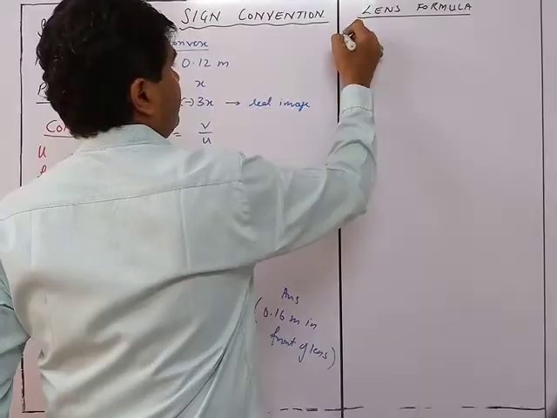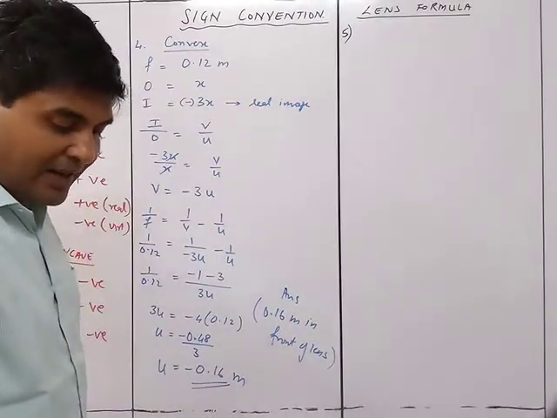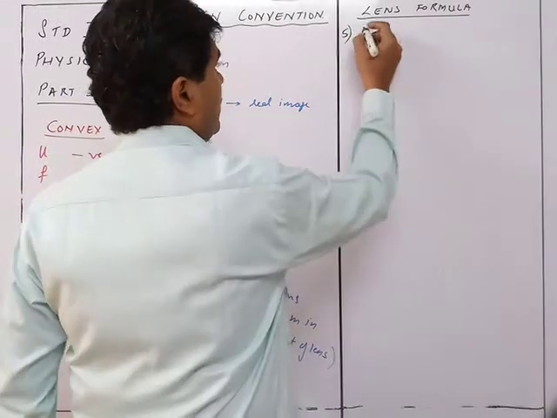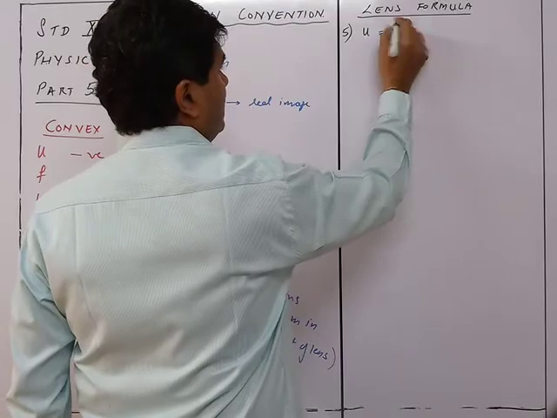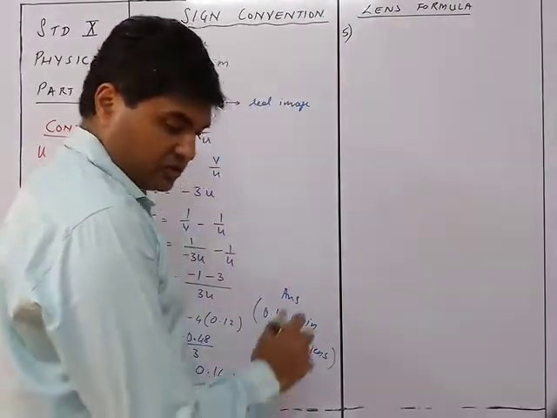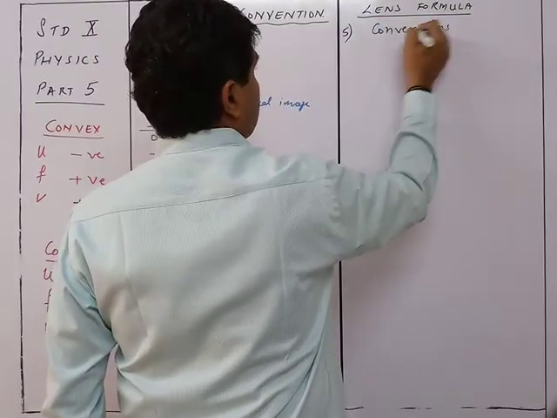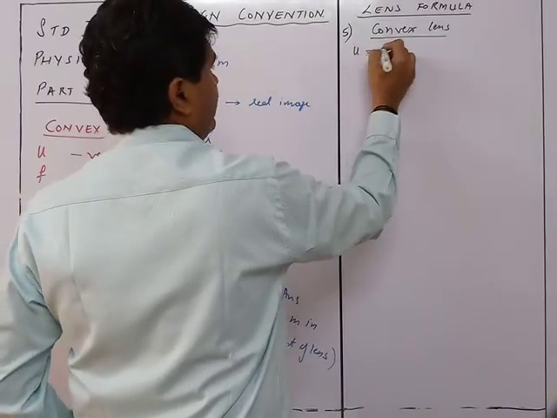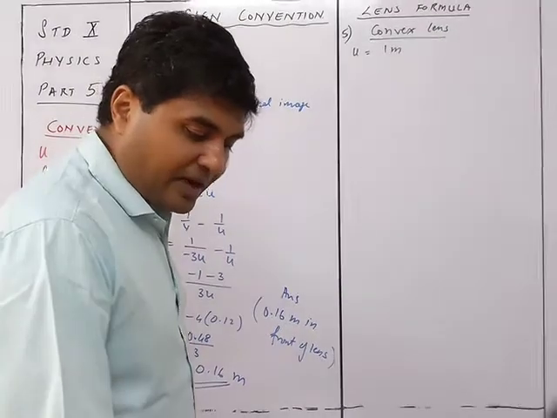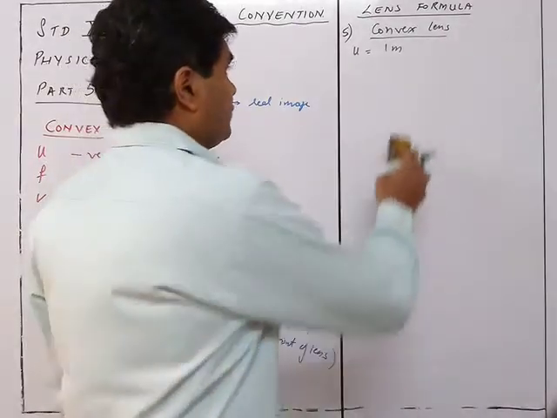Sum number 5. An illuminated object lies at a distance of 1 meter from the screen. You need to identify the lens also. Convex lens, so it's a convex lens. Sorry, an illuminated object lies at a distance of 1 meter from the screen. So the lens is in between, so this is not 1 meter.